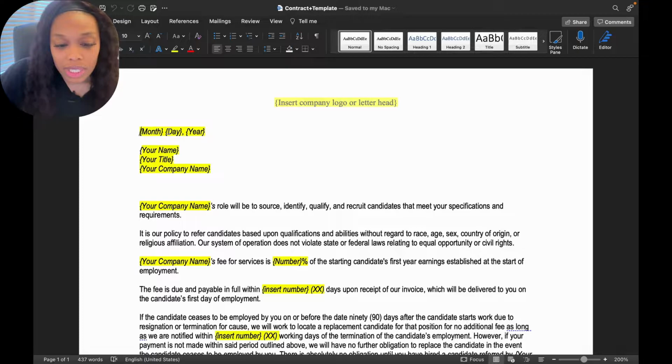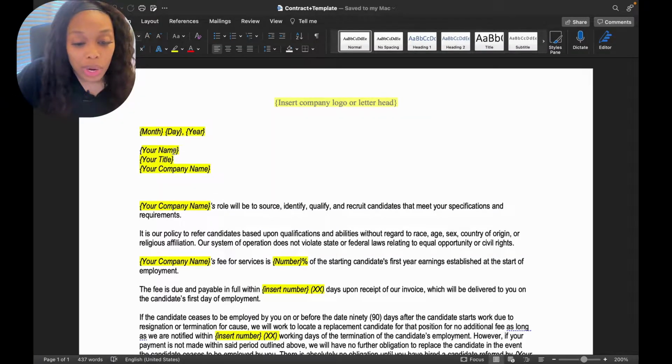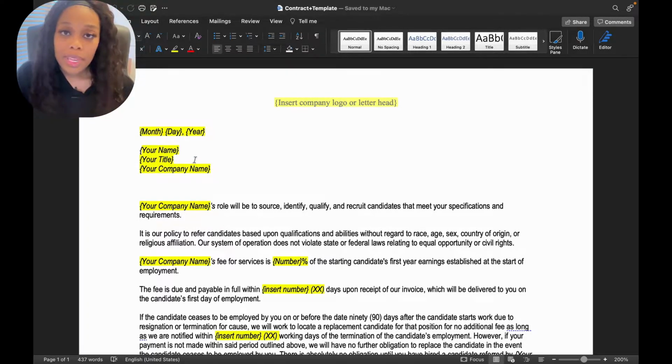And then you want to include the month, day, and year of the actual day that you would be sending over the contracts. And then you want to make sure that you include your name, your title, and then of course your company name. Now, when it comes to your title, be very strategic in regards to how you leverage this, meaning that your title should be consistent across the board. So whatever your title is that you're leveraging on LinkedIn should be what's here. Whatever title you have on your website for yourself should be what's here. You want to make sure that there is consistency in regards to how you're going about marketing yourself.